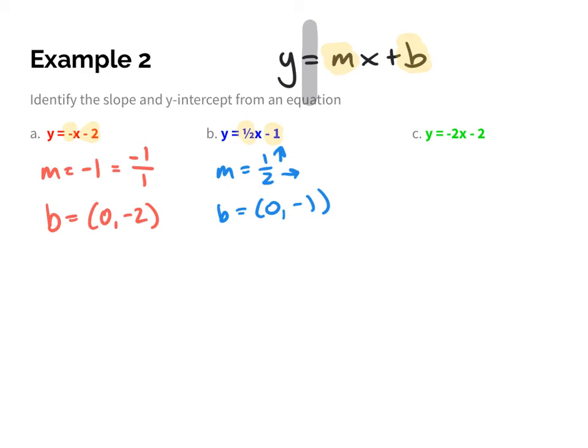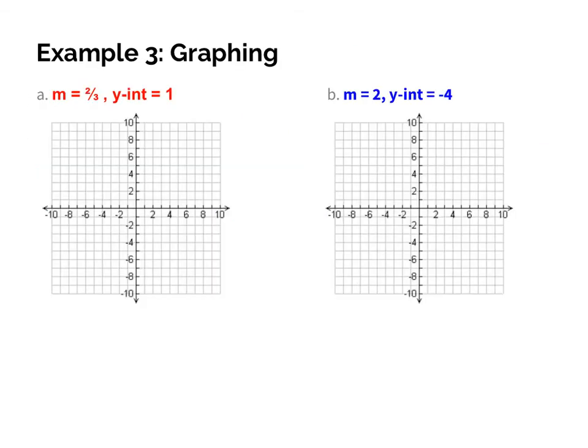All right, I want you guys to try this next one on your own. What would be the slope and the y-intercept for y equals negative 2x minus 2? All right, so you should get a slope of negative 2, which means negative 2 over 1, which again means down 2, right 1, and a y-intercept of negative 2. All right, so again, identifying them from the equation.